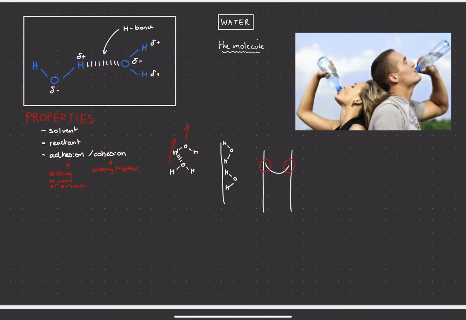Cohesion is sticking to each other. The other thing that results from these hydrogen bonds is a high specific heat capacity. This means that to warm up some water, it takes quite a lot of energy, and this will become really important as we look at water in the context of a coolant like sweat. And kind of conjugate with this, a very related property is high latent heat of vaporization.